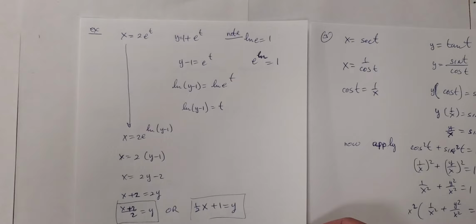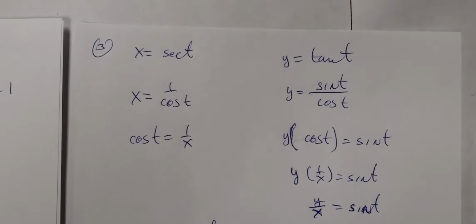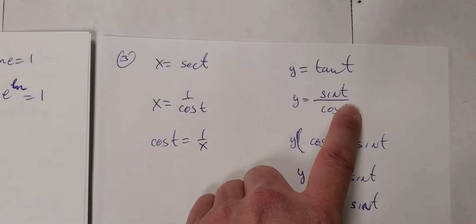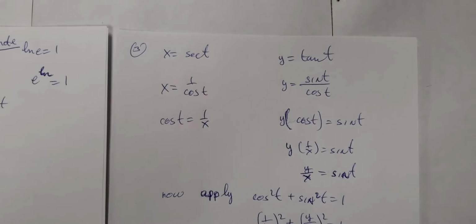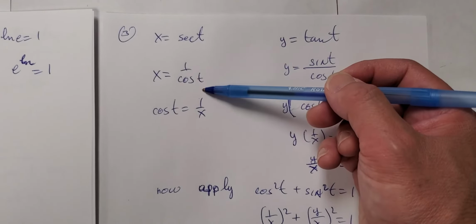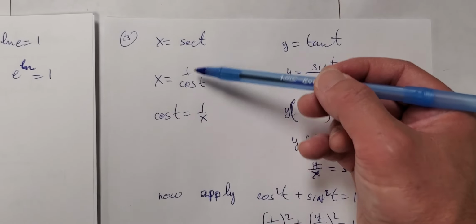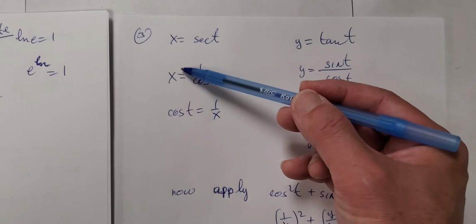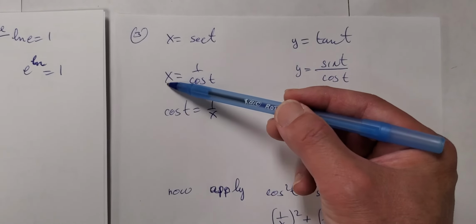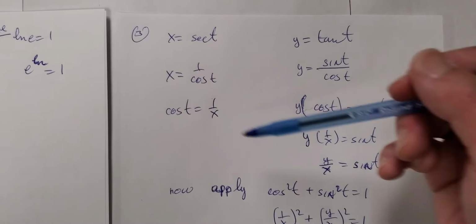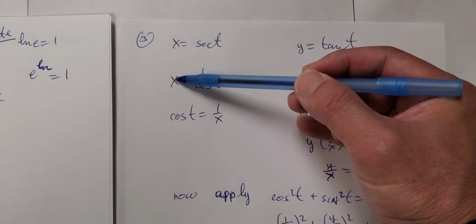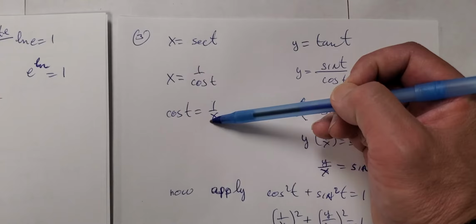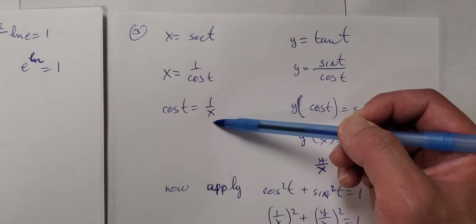Okay, here's the third example. Here we have x equals secant t, y equals tangent t. So the first thing we need to do is rewrite this using trig ratio identities. We know that secant is 1 over cos. We know that tangent is sine over cos. Let's solve this so that cos can be by itself. So just move them around. Move cos to the left, bring x down. So we know that cos t is 1 over x.